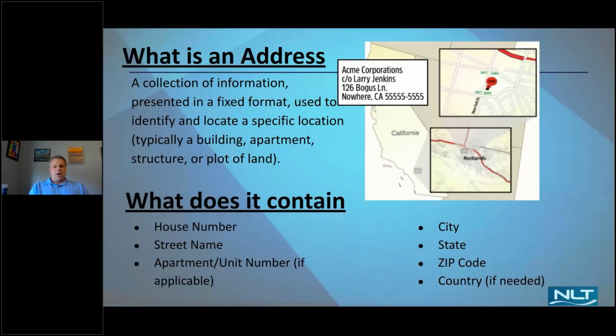So what is an address? An address is a collection of information presented in a fixed format or a text string, and it's used to identify a specific location. As you can see in this map, as you drill down into the neighborhood, it goes right to a point location that has an address, and it typically refers to a building, apartment, plot of land, and things like that. It contains the number, the name, the apartment, as well as regional identifiers such as the city, state, and zip code, and in some cases also the country. Next slide.